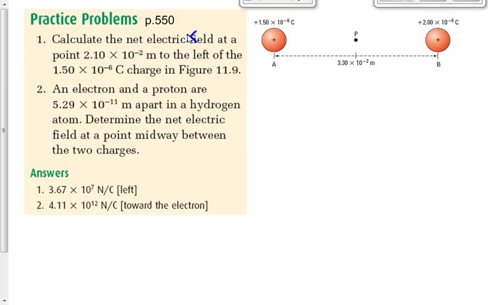Let's take a look at number 2, everyone. It says an electron and a proton are 5.29 times 10 to the negative 11 meters apart in a hydrogen atom. Determine the net electric field at a point midway between the two charges. Your instinct, when you read this question, is that it's going to be 0, right?